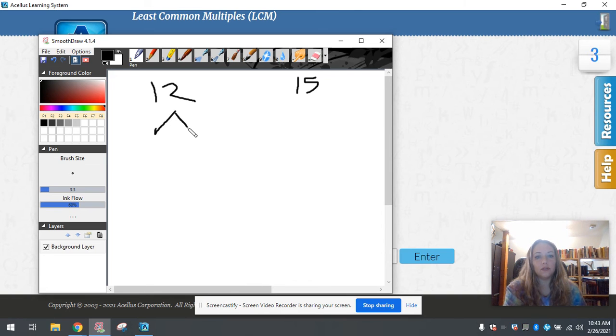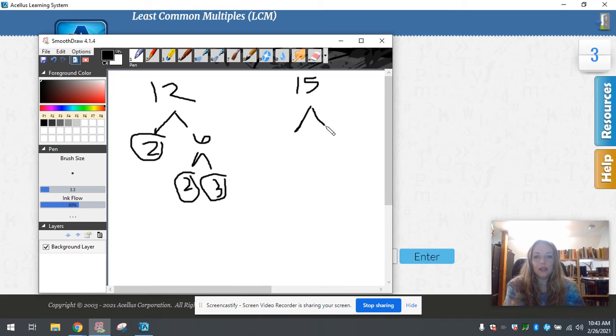Okay, 12 is even. I'll divide by 2. I get 6, which is even. I'll divide by 2 again. And I get 3. 15 ends in 5, so I know I can divide by 5. 15 divided by 5 is 3.